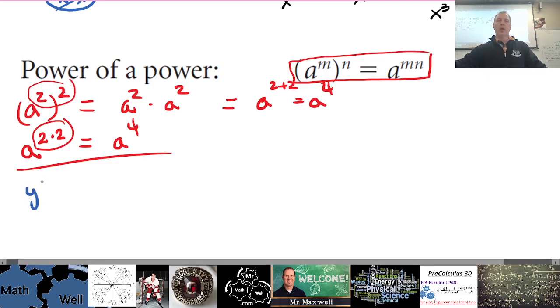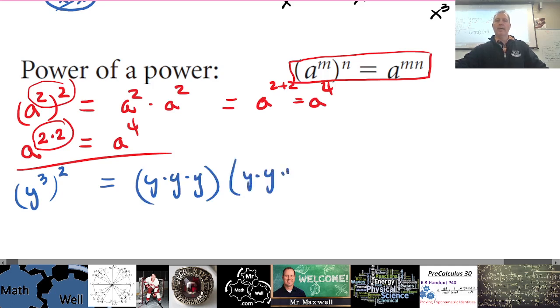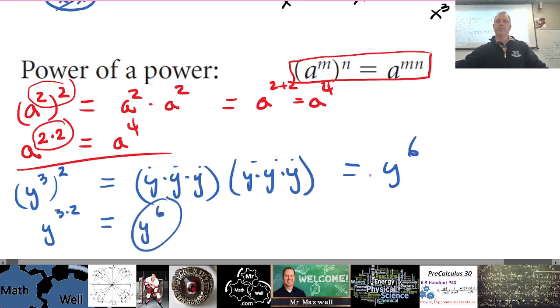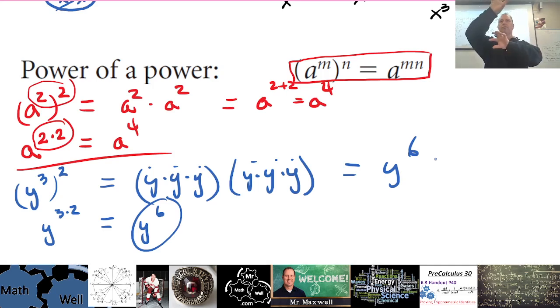But let's do y to the 3, squared. That's y times y times y times y times y times y. That's y to the power of 1, 2, 3, 4, 5, 6. My little rule says that I can multiply the powers. That's y to the 3 times 2. What's 3 times 2? 6. Everybody see that? So a power raised to a power, multiply. A product of powers, you add exponents. A quotient of powers, subtract exponents.